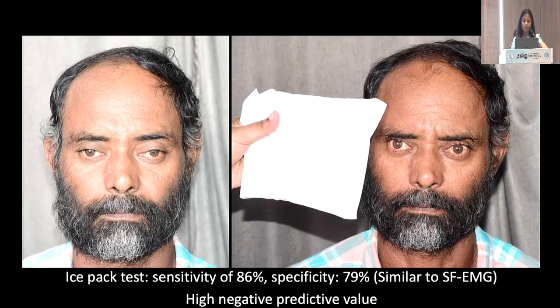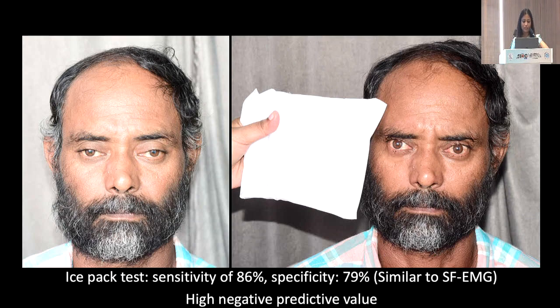I won't go into that, but similarly, this is a patient who also had a moderate to severe degree of ptosis with extraocular movement limitation resembling CPEO. But we have to make sure that we do ice pack tests in all of these cases. The sensitivity is about 86% and specificity is about 79%, and the specificity and sensitivity of the ice pack test is very similar to single fiber EMG.